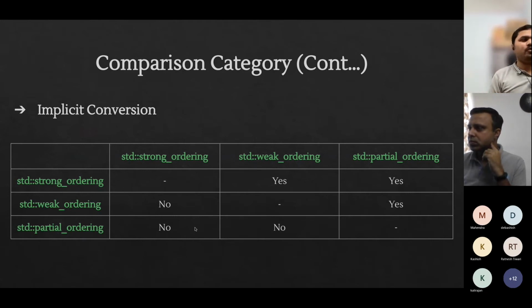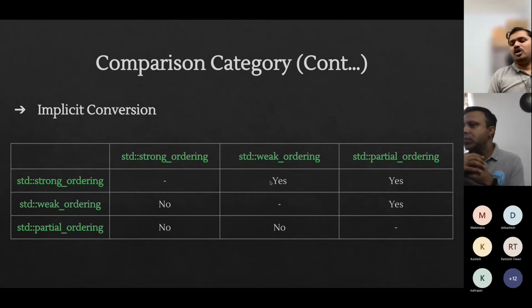So in this diagram, you see a strong ordering here. It can be implicitly converted to weak ordering. Yes, it can be implicitly converted to partial ordering. When I say implicitly converted, that means, see, weak ordering also has three things: less, greater, and equivalent. So if in the strong ordering we get a result less, then it is equal to weak ordering less. If we get a greater, then it is a greater. If we get equal in a strong ordering, then in weak ordering we can say equivalent. All the equal values are always equivalent.